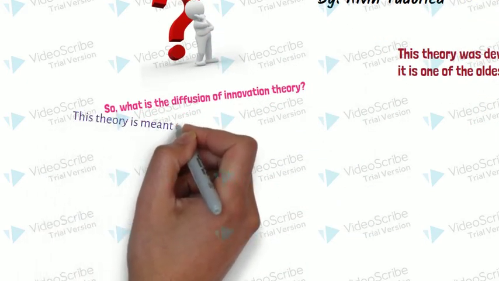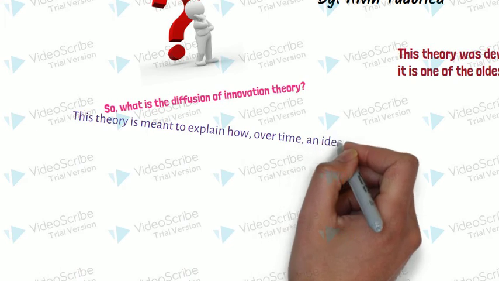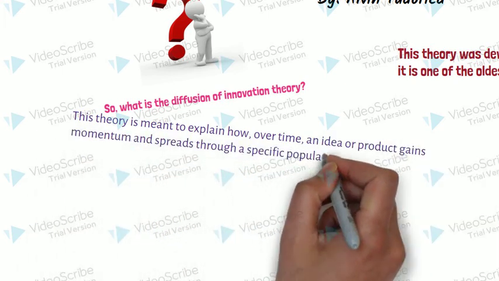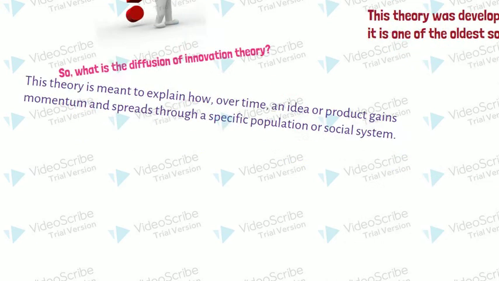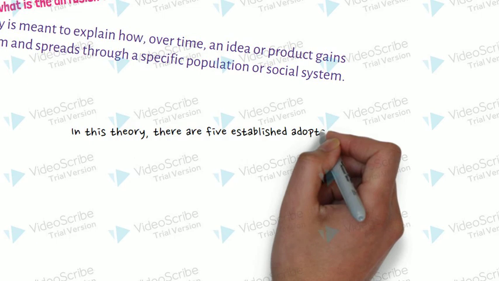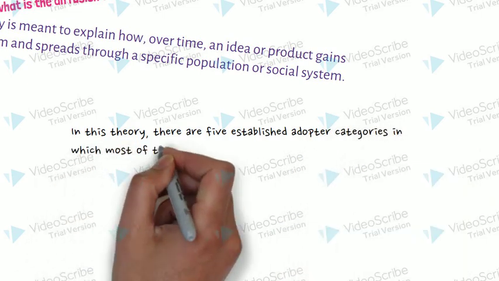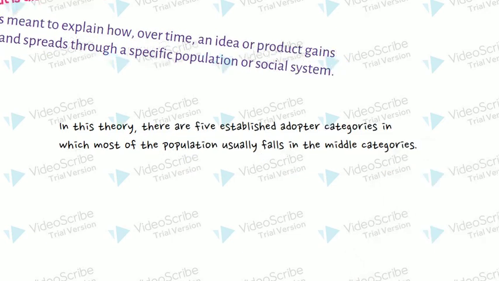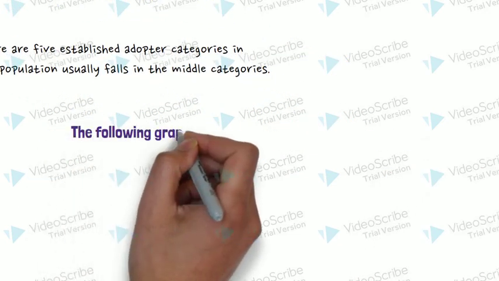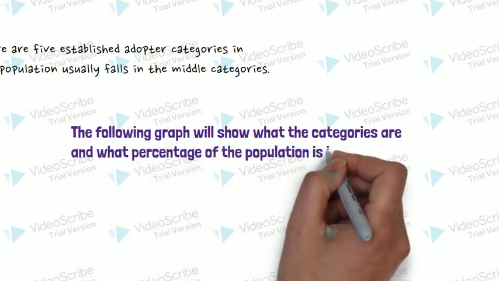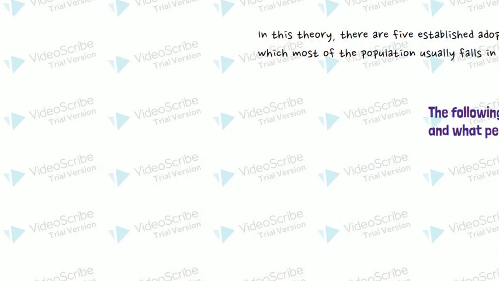This theory is meant to explain how over time an idea or product gains momentum and spreads through a specific population or social system. In this theory, there are 5 established adopter categories in which most of the population usually falls in the middle categories. The following graph will show what the categories are and what percentage of the population is in each category.